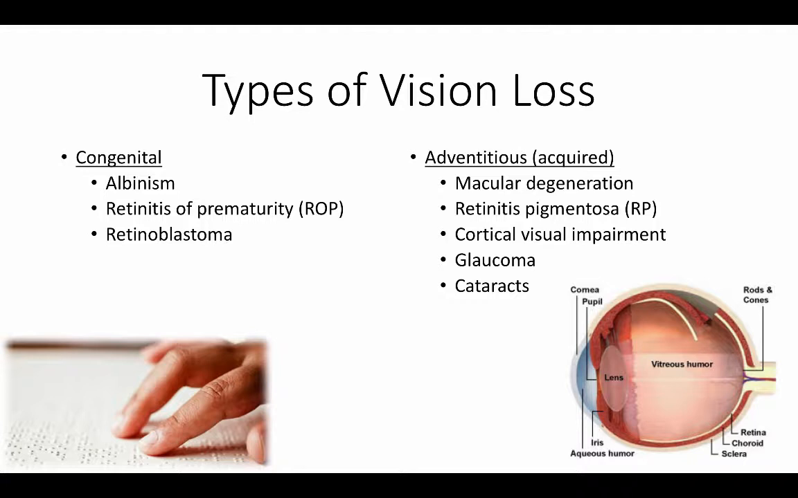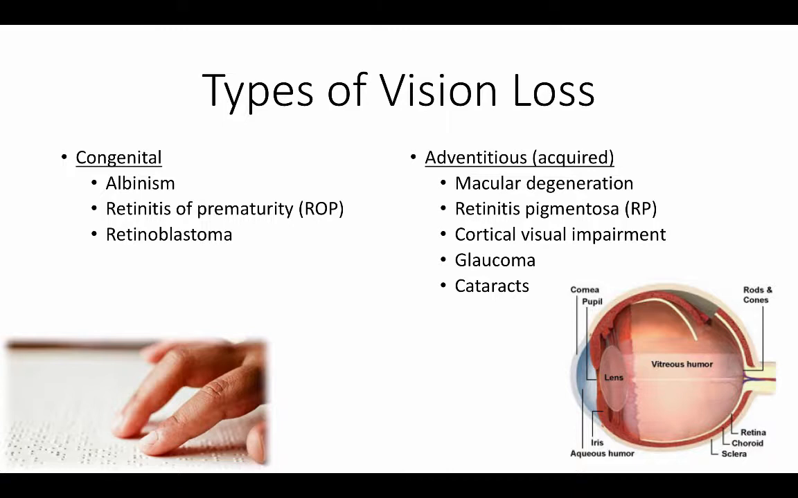So now we're going to move on to macular degeneration, which is an acquired vision loss. This causes loss in the central area of the field of vision. It's usually due to either dry macular degeneration, where the center of the retina deteriorates, or wet macular degeneration, where leaky blood vessels grow under the retina, which throws off the vision.